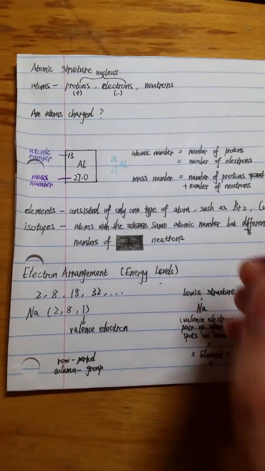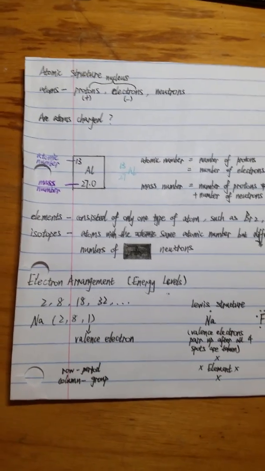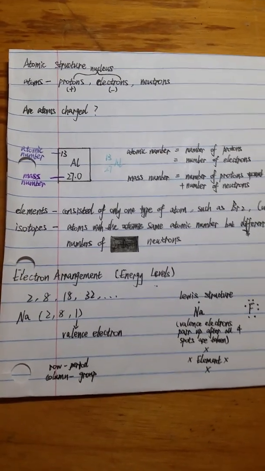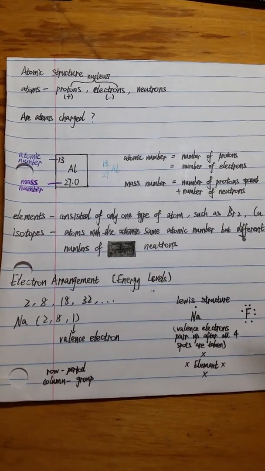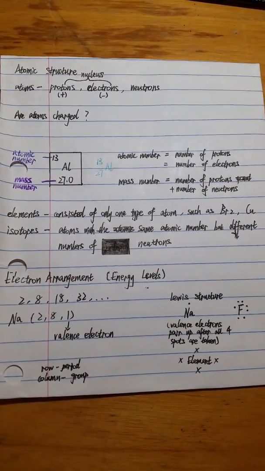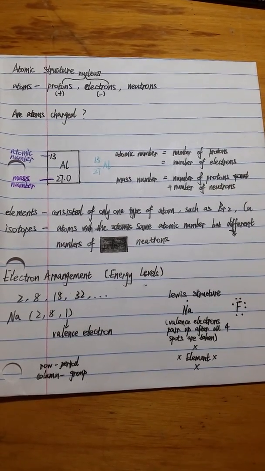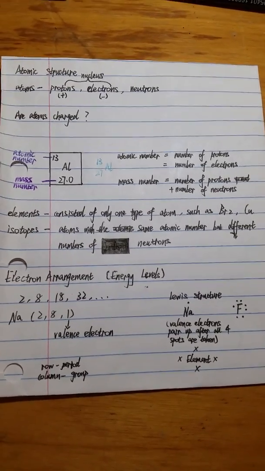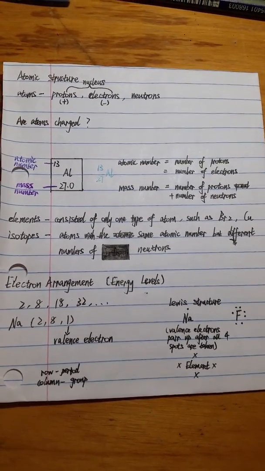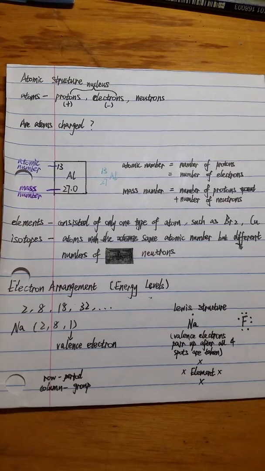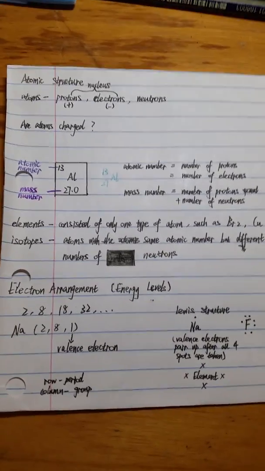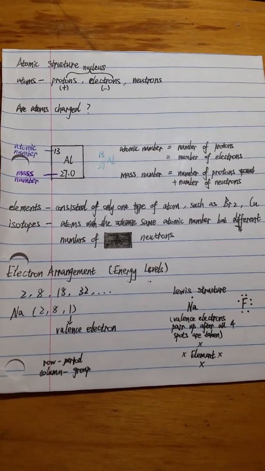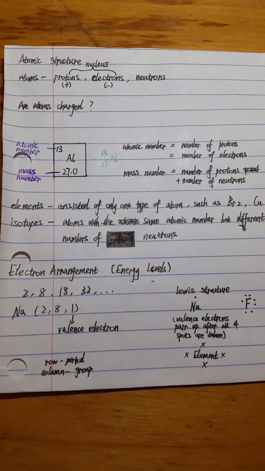Now let's talk about electron arrangement, also known as energy levels. The first energy level can hold up to 2 electrons, the second one can hold up to 8 electrons, the third one can hold up to 18 electrons, and the fourth one can hold up to 32 electrons, and the fifth energy level can hold up to 50 electrons, and the sixth energy level can hold up to 72 electrons.